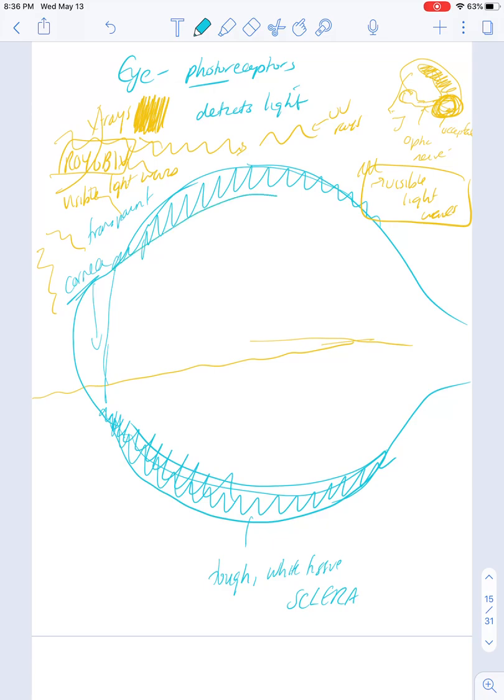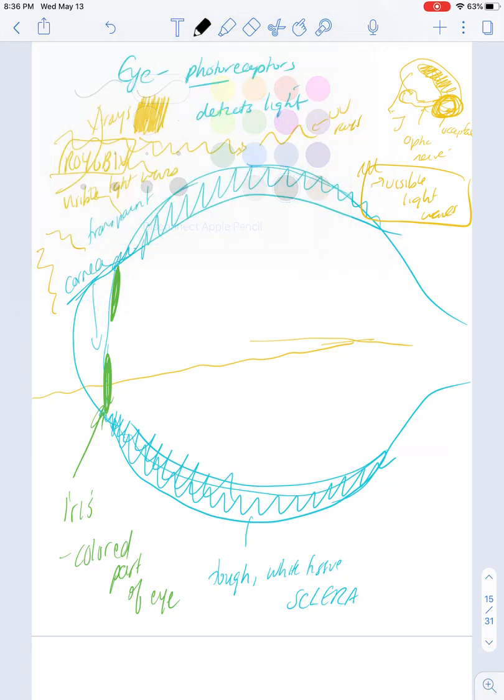Okay, so here's the sclera right there. There's the cornea. And right behind the cornea is your iris. And the iris is the colored part of the eye. Now the hole in between, this part right here, that's the pupil. And the pupil is basically a hole that lets light in.